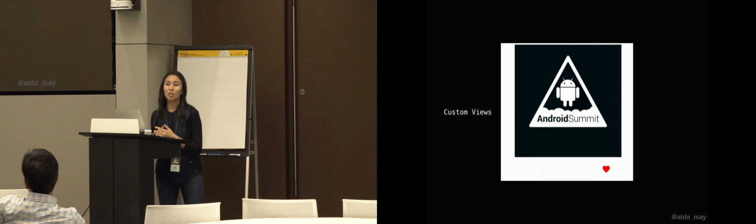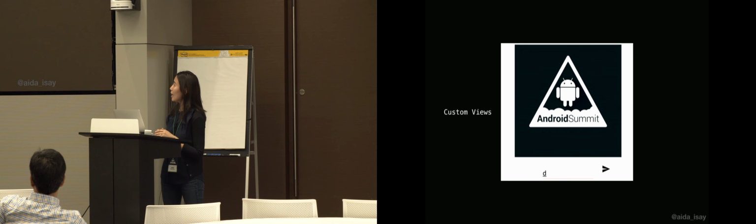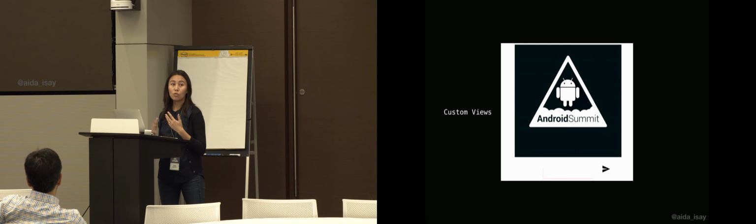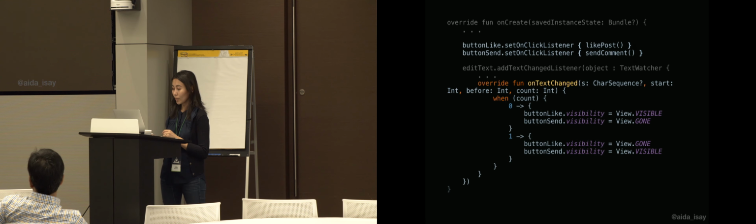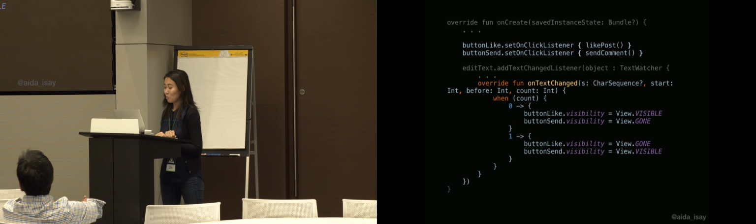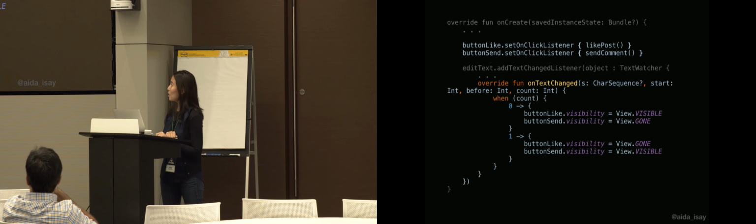For example, the product team comes up with a requirement saying, hey, we would like to let the user like a social post or send a comment to the post. And it all depends on whether the user inputted anything into the text field or not. So the most naive approach, and a very fast one that most people do, is to come up with 2 buttons and play with the visibility.